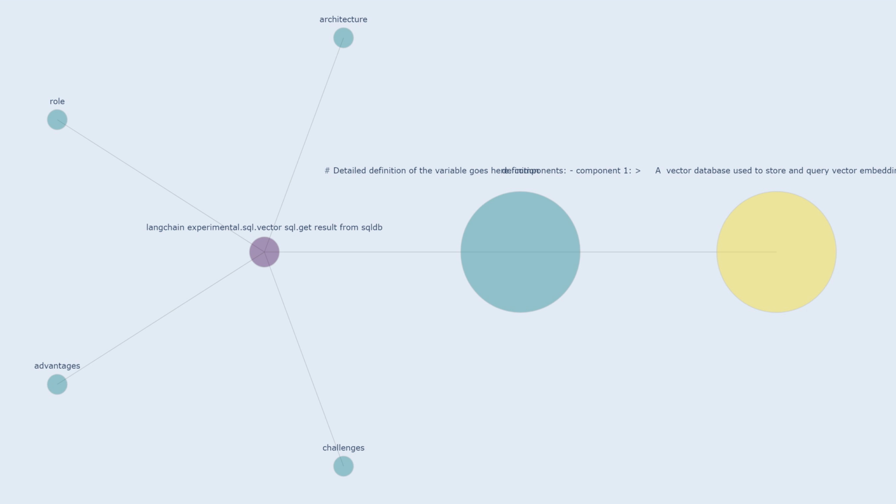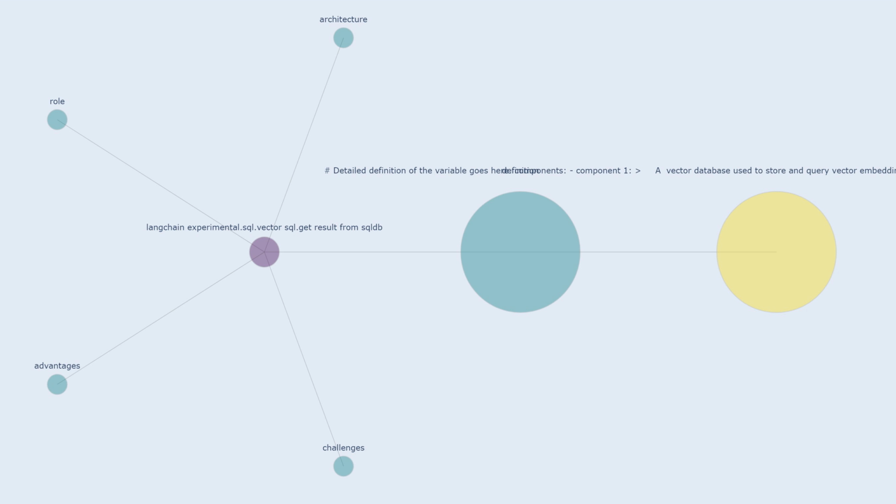A vector database is a specialized database designed to store and query vector embeddings. Vector embeddings are numerical representations of data, often used to capture semantic relationships between data points. For example, a vector database could be used to store embeddings of product descriptions, allowing users to search for similar products based on their descriptions.